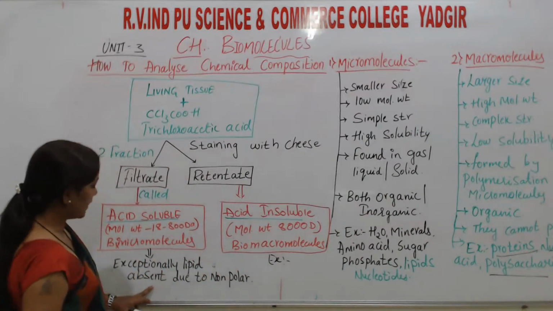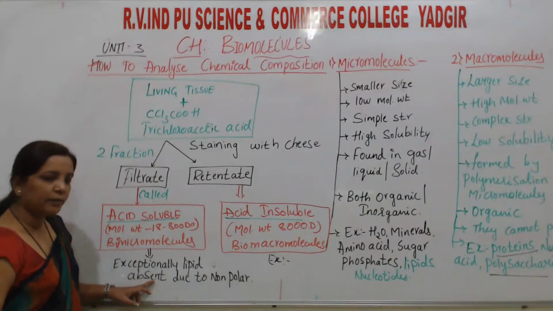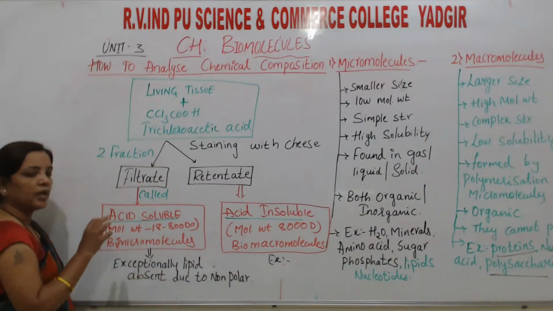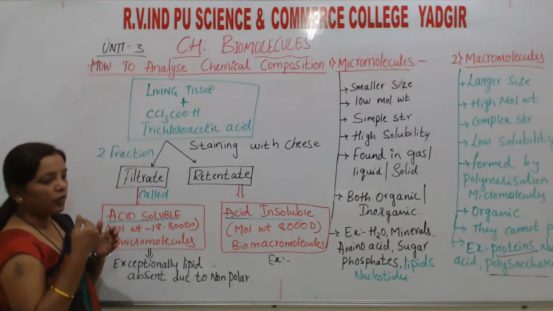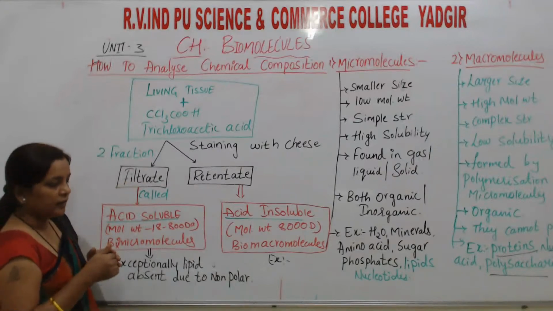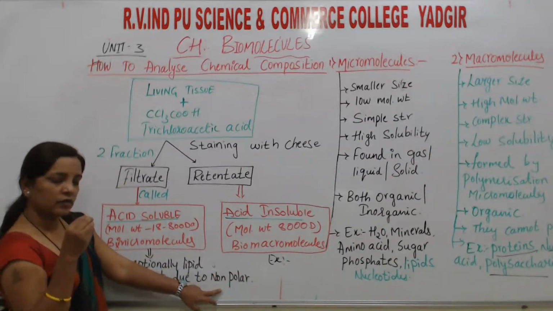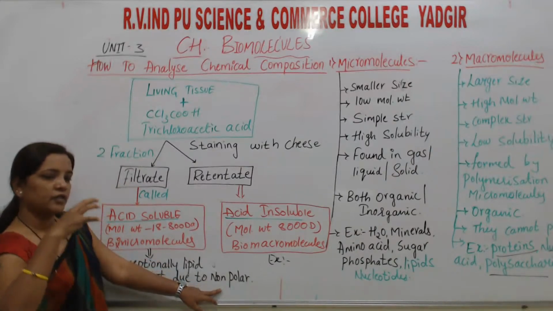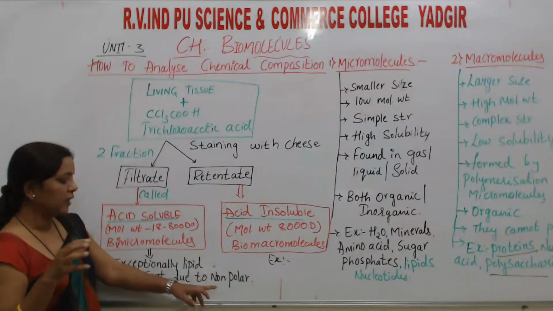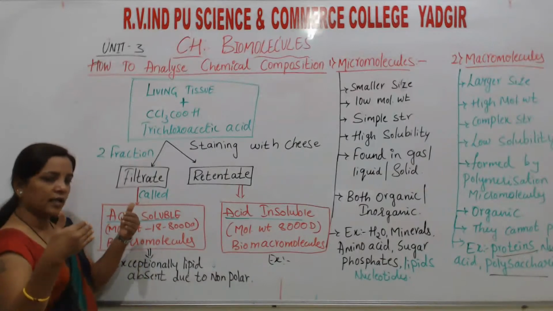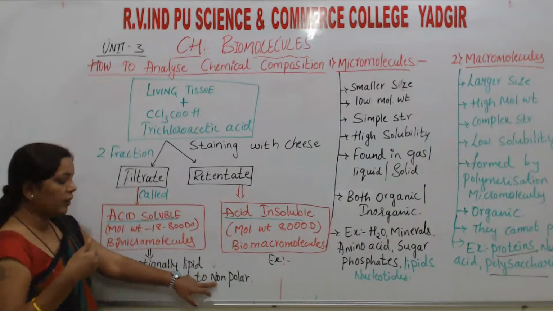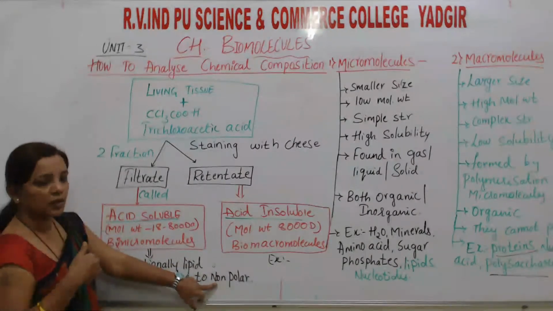But here, exceptionally, we are leaving out lipids because lipids are non-polar. Lipids have a polar head and a non-polar tail. The head faces towards water. In the fluid mosaic model, which we have studied in the cell, the head faces outside and the tail faces inside. The tail inside is non-polar, so it does not face towards the water.